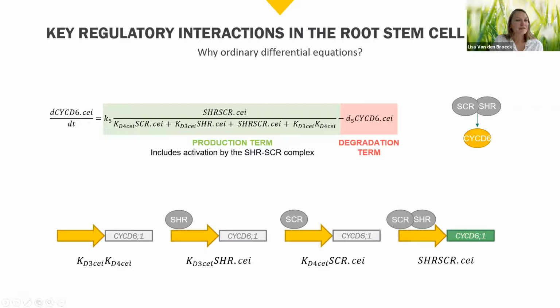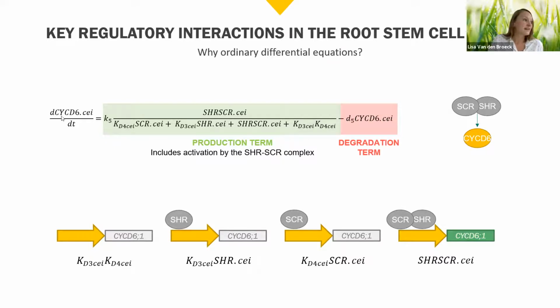Okay, so this is a little bit detailed about the ODEs, but I will keep it brief. So the ordinary differential equations are composed of a production term and a degradation term. As the name gives it away, the production term determines how fast the protein is produced, while the degradation term determines how fast the protein is degraded. Within the production term, the regulatory interactions upstream of that protein are taken into account.